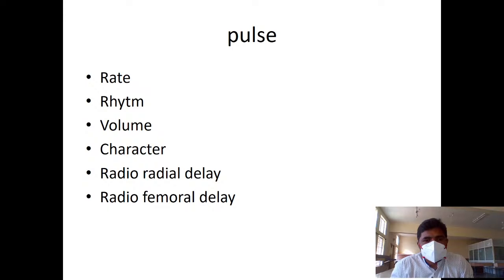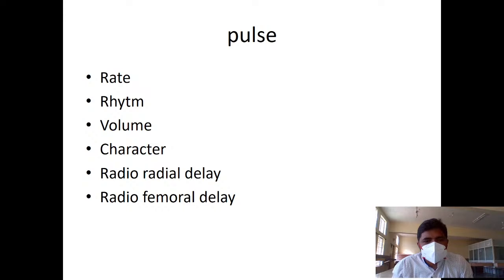The character of the pulse also you should describe. You have different characters like collapsing pulse, water hammer pulse, pulsus bisferiens, pulsus bigeminy, slow rising pulse. For a particular character of pulse, you can figure out a particular cardiac problem. And radial delay and radiofemoral delay: you see radial delay in preductal coarctation of aorta, and radiofemoral delay you could see in postductal coarctation of aorta.